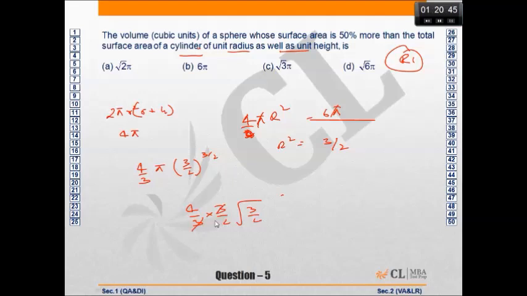What am I doing here? Okay, this is equal to 2. So this is 2, so inside it will become 4, so 2, 6 pi, root 6 pi.